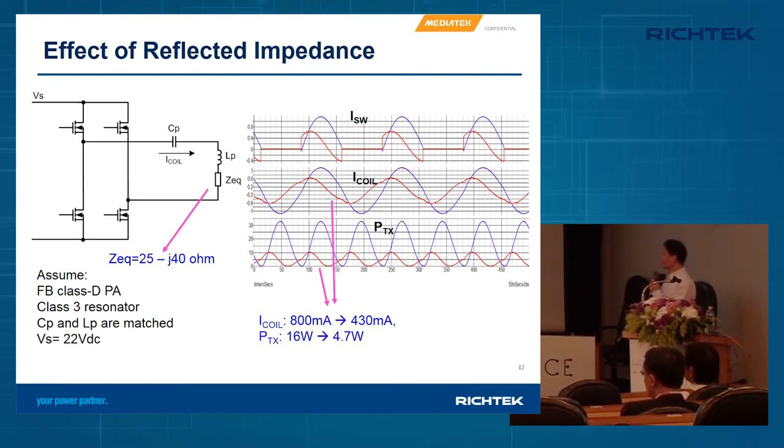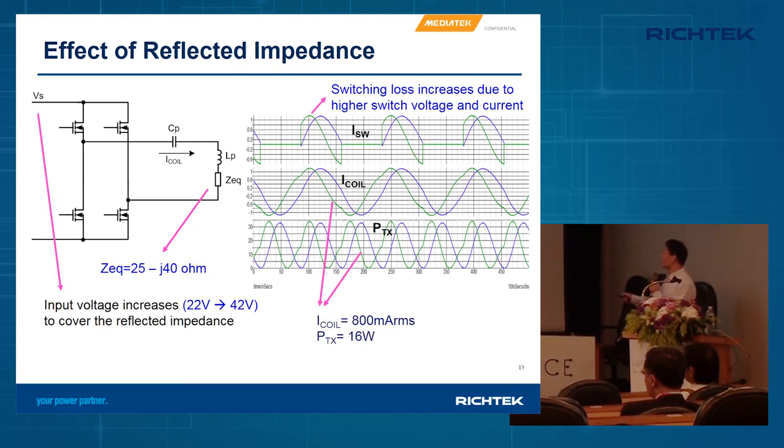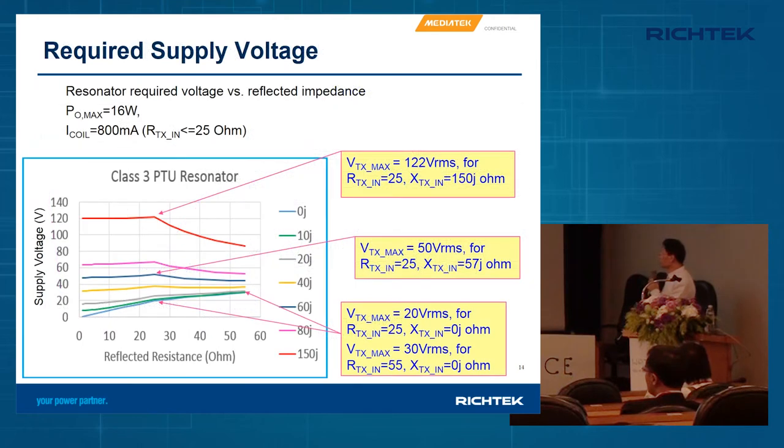A straightforward solution is to increase the supply voltage here to maintain the output power. But the switching loss will increase significantly due to the high switch voltage and current. So we can see the required voltage for the different imaginary impedance parts, and the highest one requires 122 volt. However, this is not a good solution because of the wide range of input voltage control and high power loss.